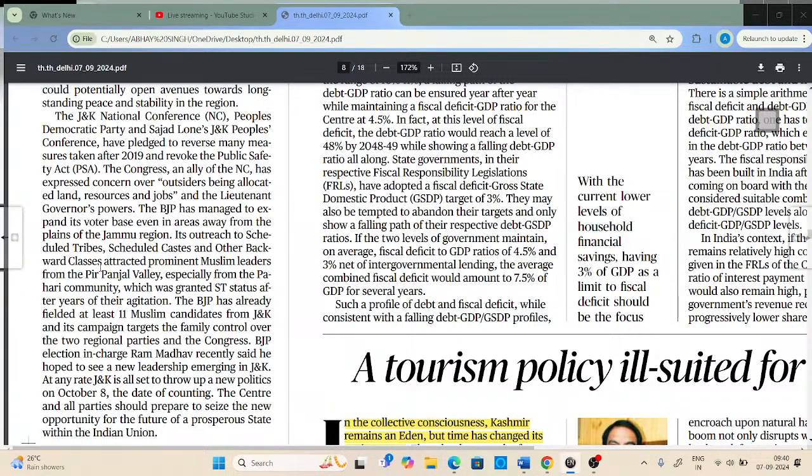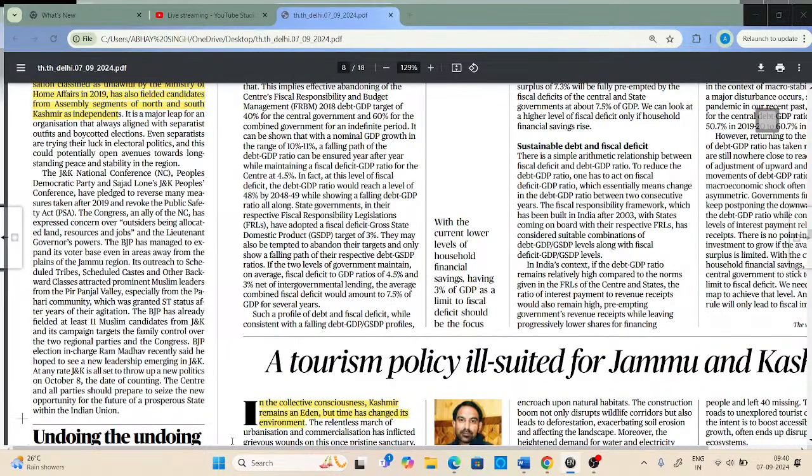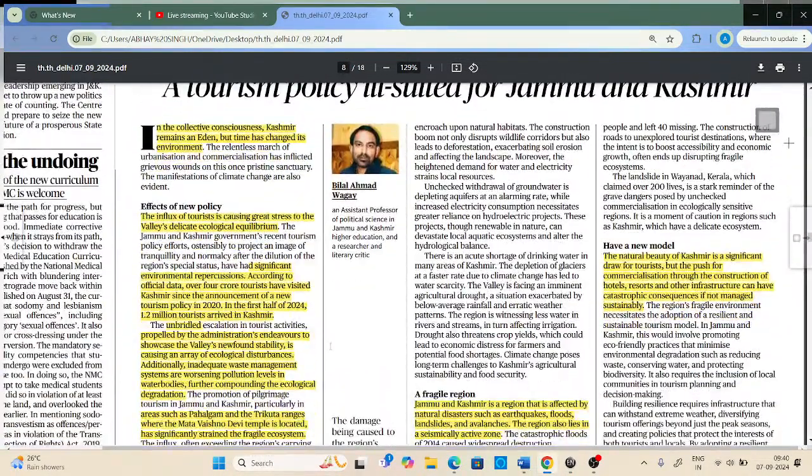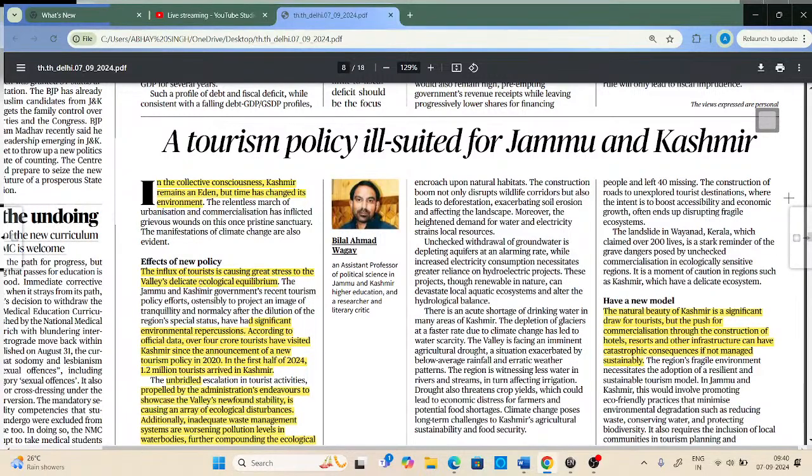So those things are not important for us. So we won't be covering those things which are not important for us. Now, we are going to cover the second article first, the second editorial first. The only reason is that both the articles are related to Jammu and Kashmir.